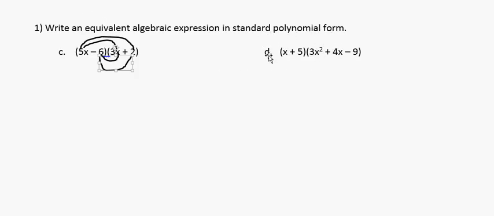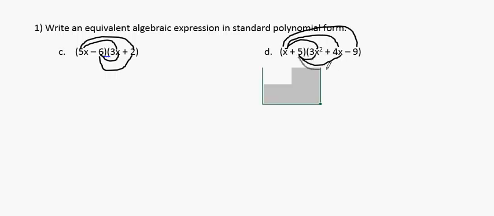I'm going to translate that over to this problem. I'm going to do the same thing here. That's what I want to show you today. So I'll take the x times the 3x squared. I will take the x times the 4x. And I will take the x times the 9, or actually a negative 9. Once I'm done with that, I'll do the same thing with the 5 term: 5 times 3x squared, 5 times 4x, and 5 times negative 9.